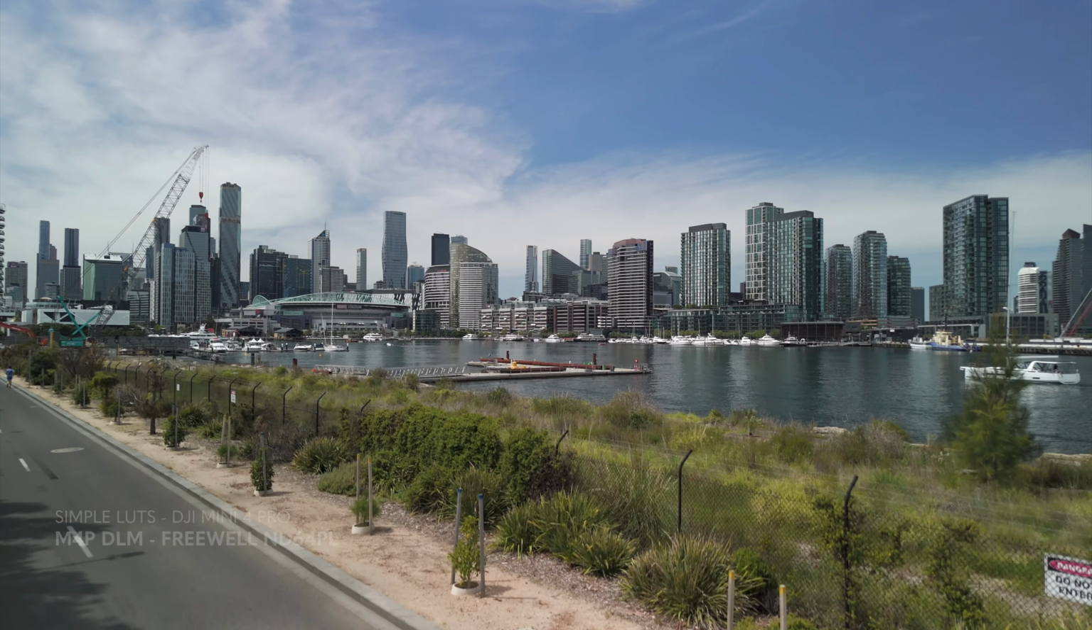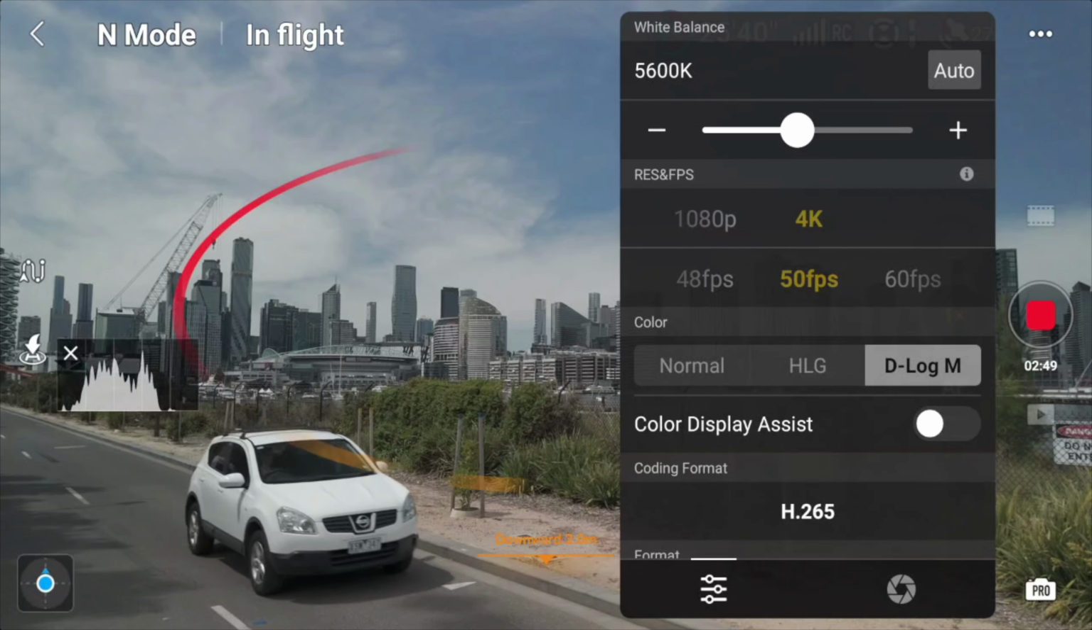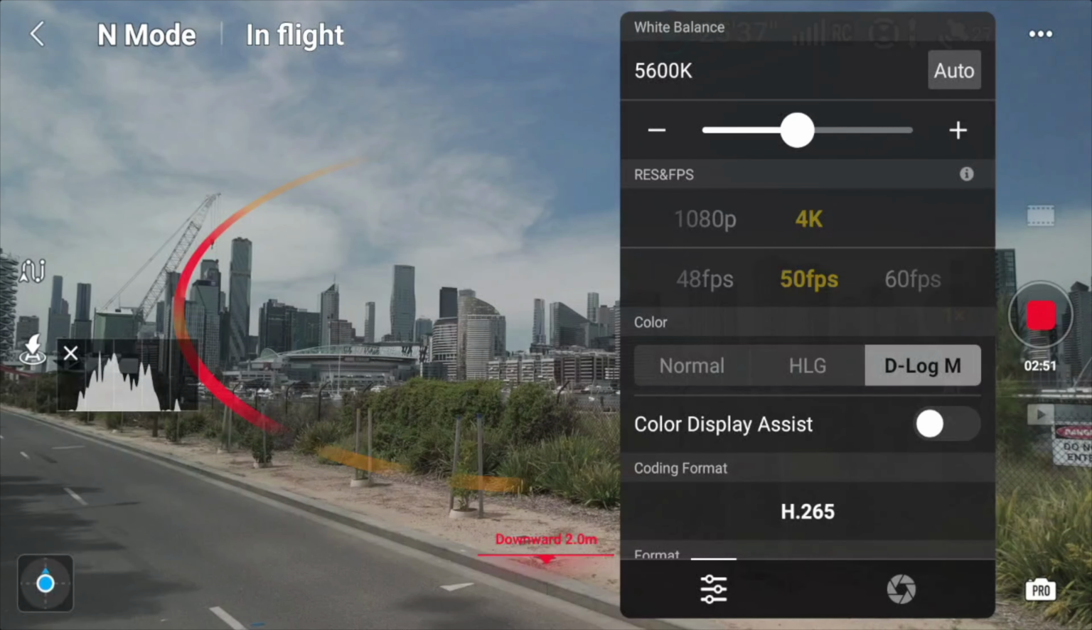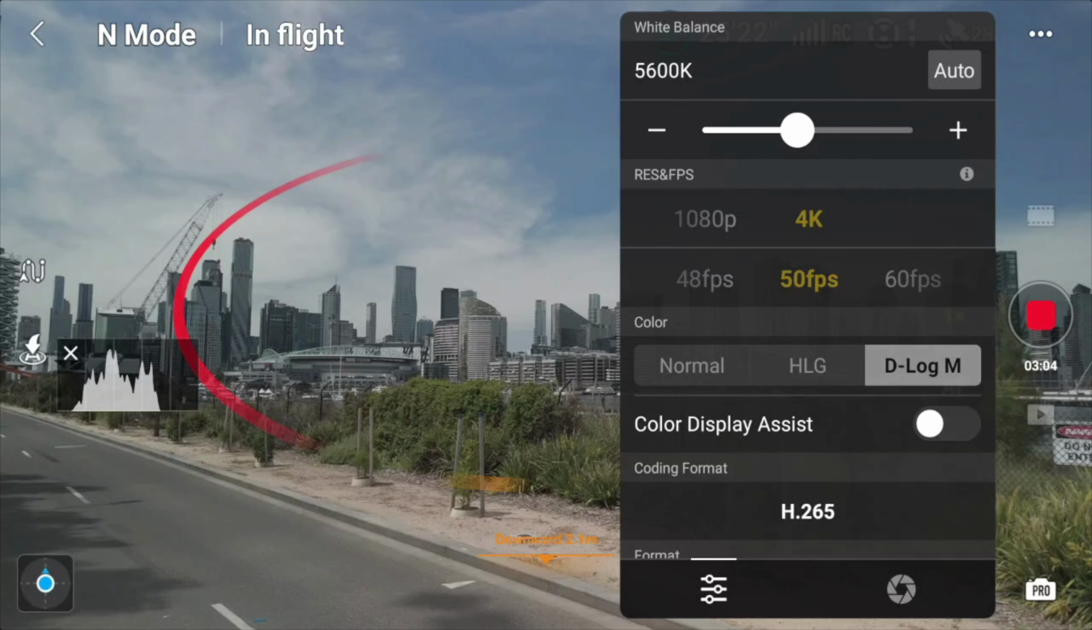The other thing to mention is also the white balance, making sure that by tapping the white balance, you see that it's 5600 Kelvin. And if it isn't, then you have to make sure it's set to 5600 Kelvin. That's the basis of simple LUTs.